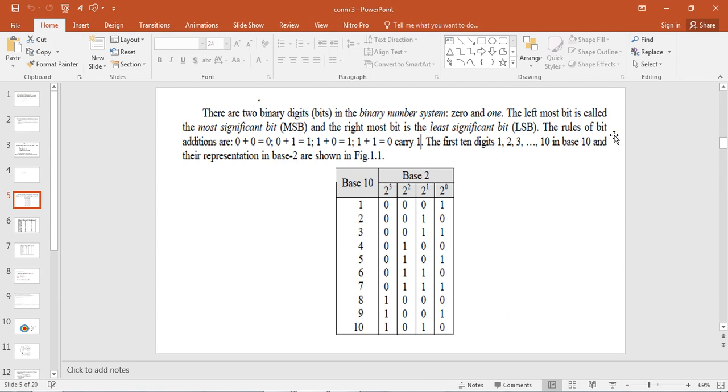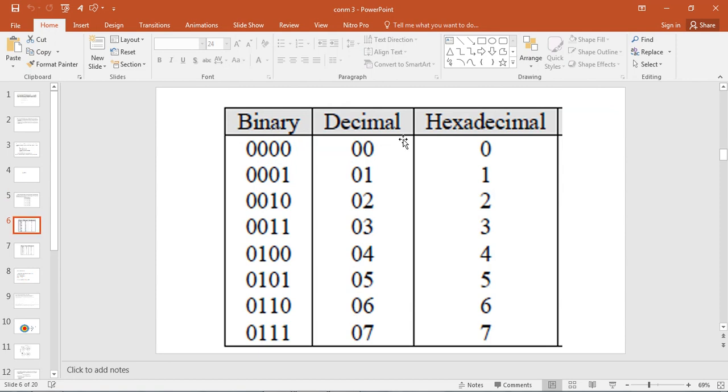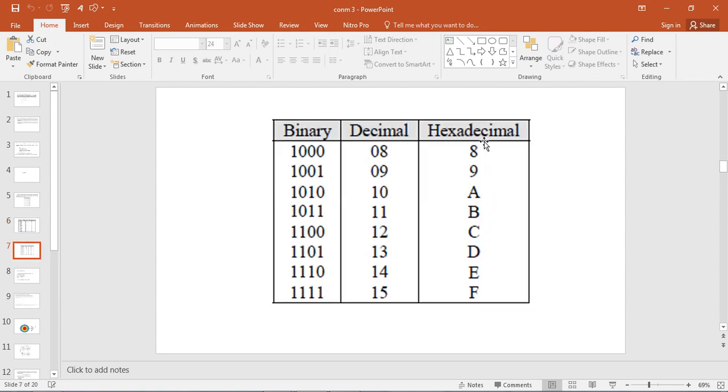The rules of binary addition you also know: 0 plus 0 is 0, 0 plus 1 is 1, 1 plus 0 is 1, and 1 plus 1 is 0 with a carry of 1. This is the conversion of binary, decimal and hexadecimal. In hexadecimal, after 9 we have A, B, C, D. That is something every one of you knows.